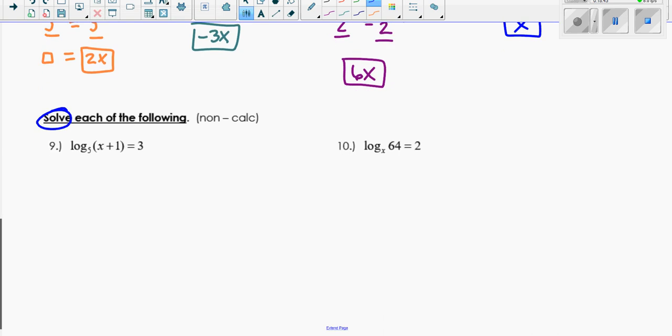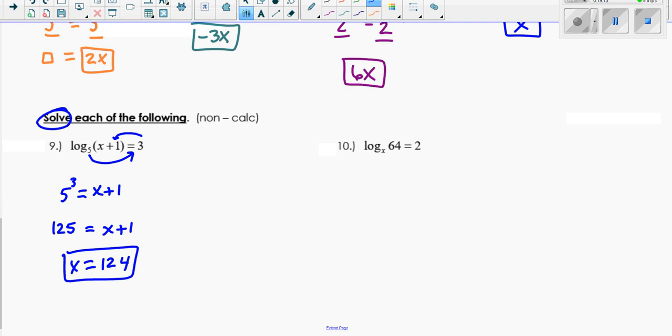Alright, so using those rules that I just talked about, let's rewrite. Now notice that we actually have an equation, so we're going to get an answer like x is 12, x is 8, something like that. Okay? So, George is on the ground, he swings up to the trees, he swings back to the ground. So 5 to the third power equals x plus 1. 5 to the third is 125 equals x plus 1. Subtract 1, you get that x is 124. Alright?